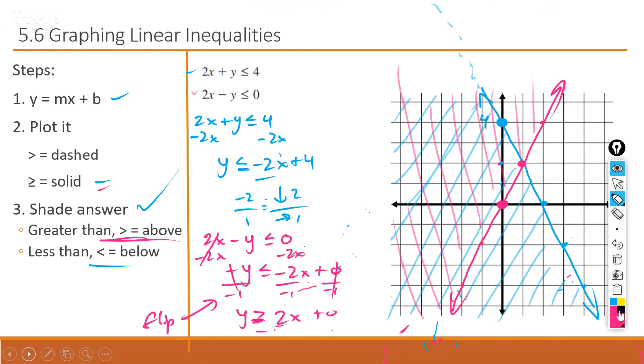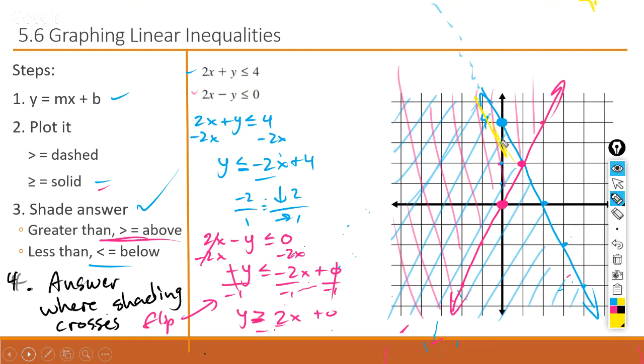All right. And then I guess step number 4. Step 4: answer is where shading crosses. So it's where the blue and the red lines are. So right here. So the yellow part is like the answer.